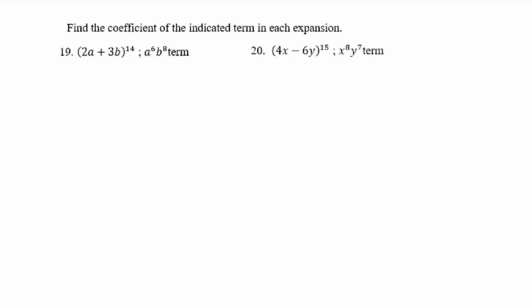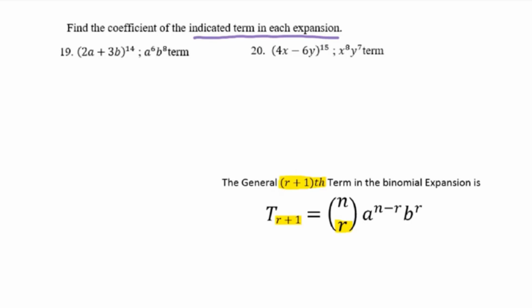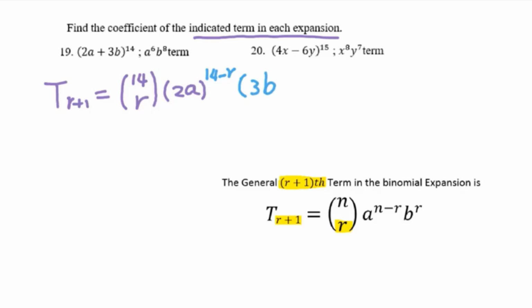Find the coefficient of the indicated term in each expansion. First of all, get the general form. General form, you will get 14 choose r, then 2a, do the 14 minus r's power, then 3b, you do r's power. We are looking for a to the 6th power and b to the 8th power. Therefore, we only look for the variable.